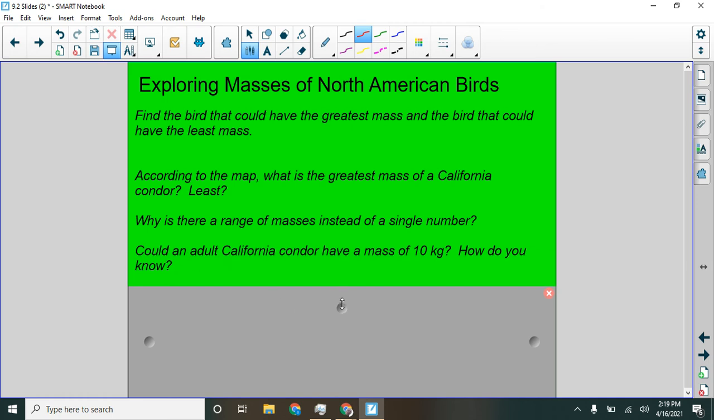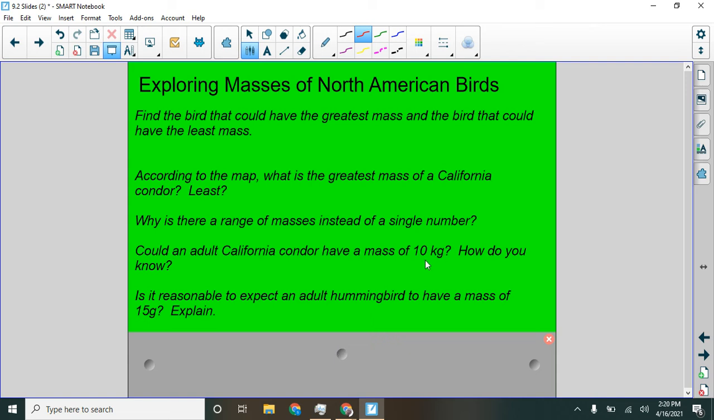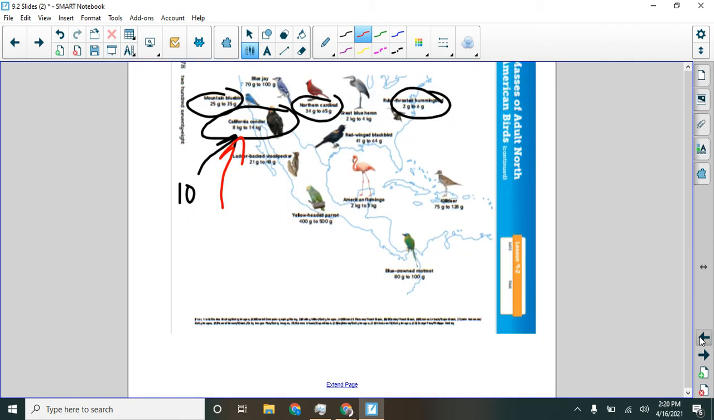Okay, we just answered that one about that it can have 10 kilograms. Is it reasonable to expect an adult hummingbird to have a mass of 15 kilograms? All right, let's find the hummingbird. Could the hummingbird be 15 grams?